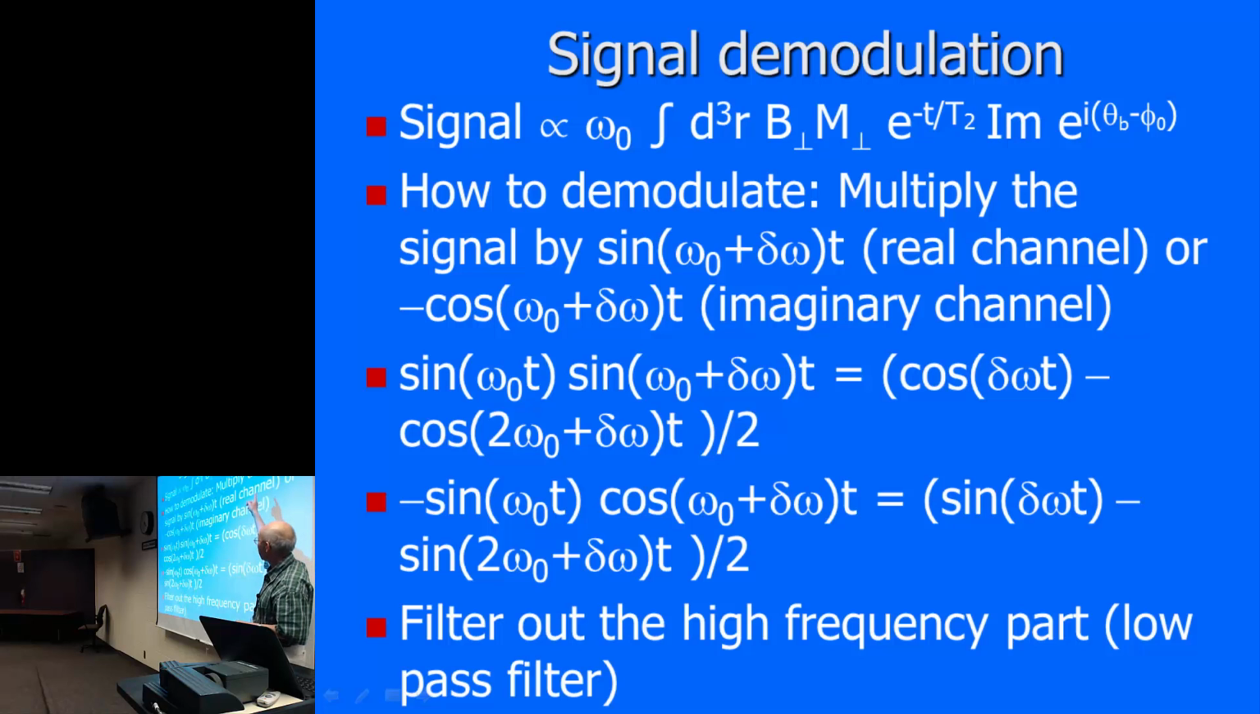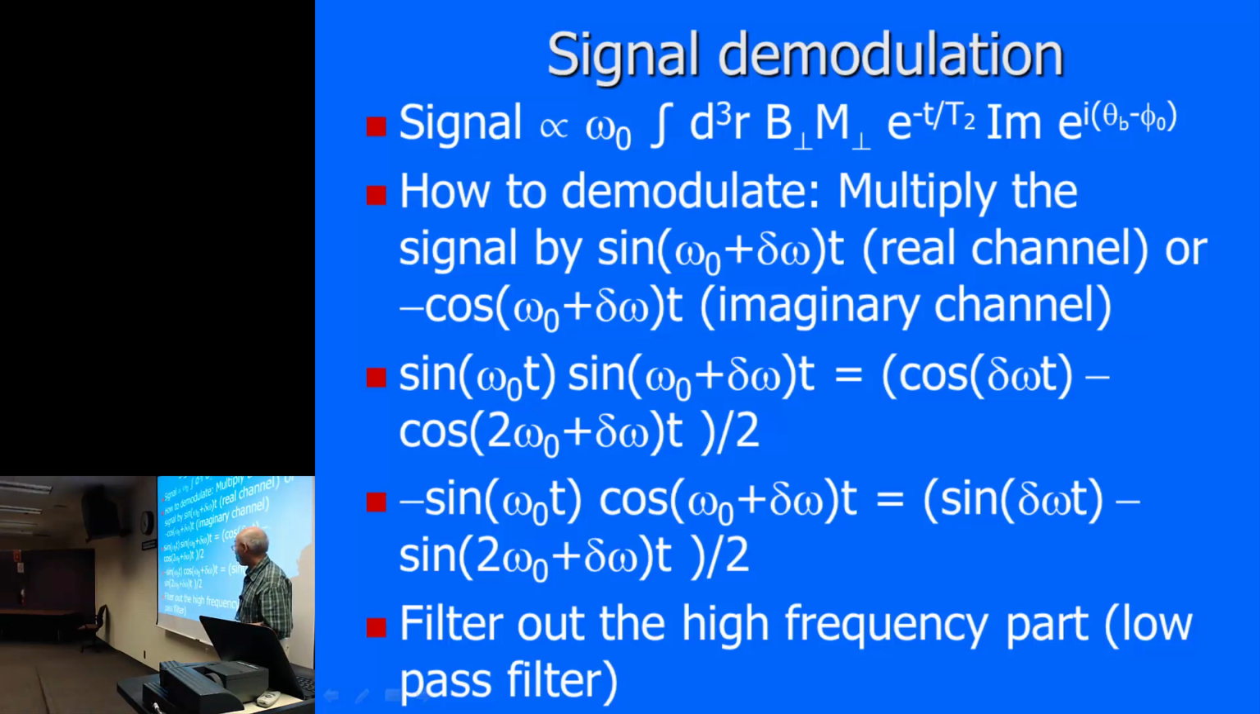Well, you take your original signal and then multiply by sine of omega naught plus some little frequency shift, a little delta omega there. And the other one you can do this with minus cosine. So you multiply by the sine component, you also multiply by the minus cosine component, and these are the identities of trig functions. Then you have these two equations.